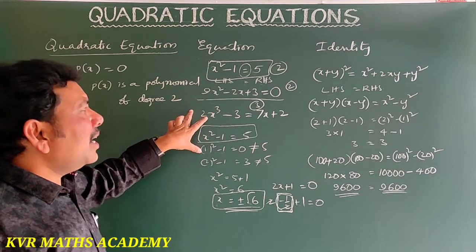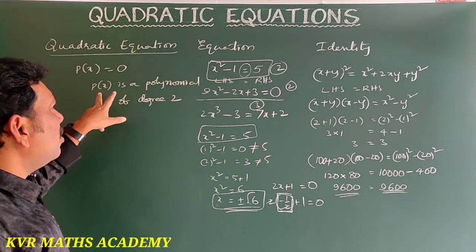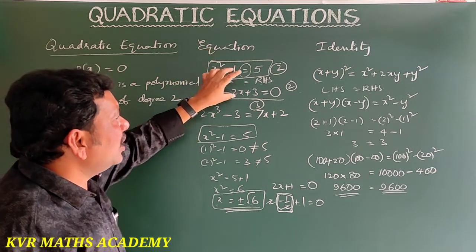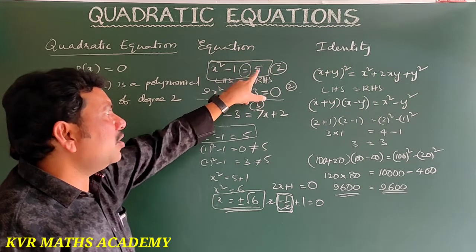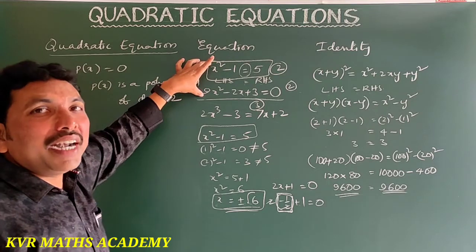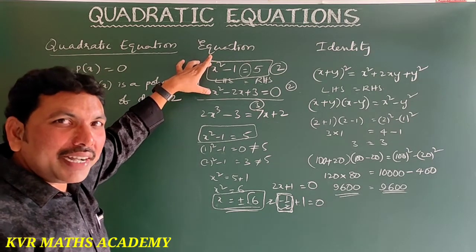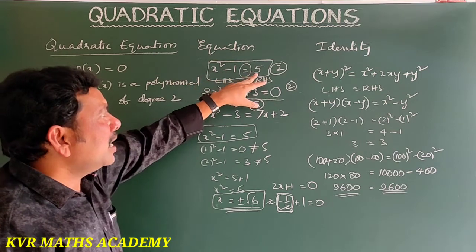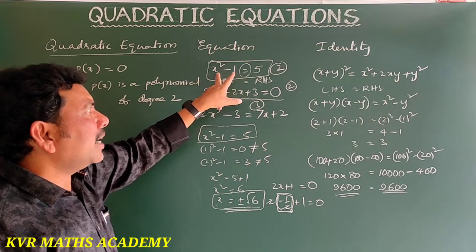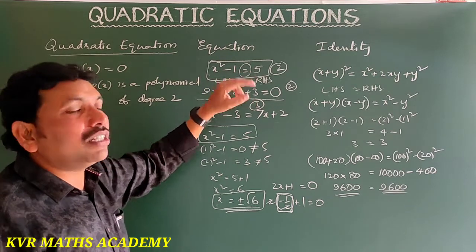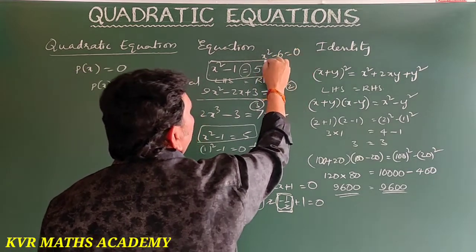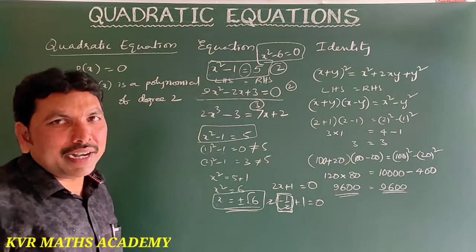Right. So what has been given clearly: P of x is equal to 0, P of x is a polynomial of degree 2. Here, polynomials of degree 2, what are these? x square minus 1 is equal to 5. 9x square minus 2x plus 3 is equal to 0. These are quadratic equations. Why? Because here, if we transfer 5 to this side, it will become x square minus 1 minus 5, which means x square minus 6. x square minus 6 is equal to 0, yes, it is also a quadratic equation.